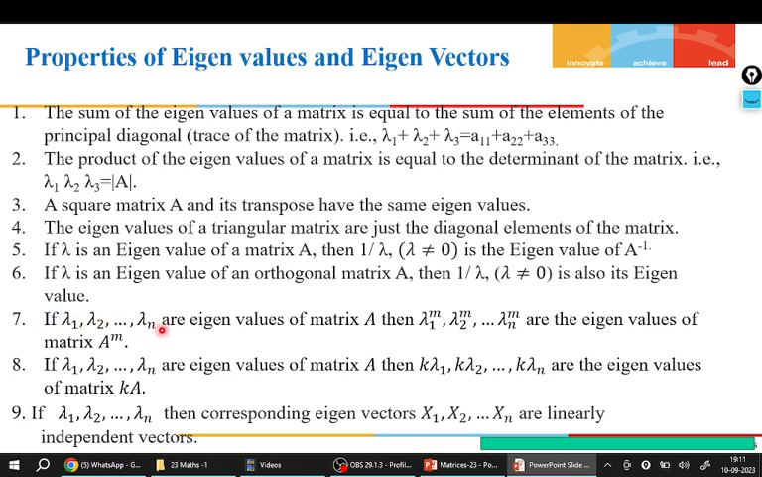If lambda 1, lambda 2 are the eigenvalues of the matrix A, then lambda 1 raised to m is an eigenvalue of A raised to m. So this is just the power. And if lambda is an eigenvalue of the matrix A, then k lambda is an eigenvalue of the matrix k into A. These are simple properties, and the most important property that we use is that all the eigenvectors are linearly independent. So these are just for your knowledge. Maximum MCQs will come on this, so if an MCQ is there, you should be able to answer it.